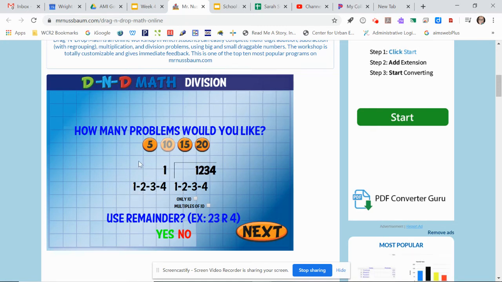There we go. And it's tricky. I had to click a couple times, so just kind of click around until you get it. But I only want 1-digit dividends, and I would start with 3-digit divisors. You can do only to 10, multiples of 10, only to 100, multiples of 100. I'm not going to click any of those. Use remainders. I'd like you to practice with remainders, but it's not a big deal if not.